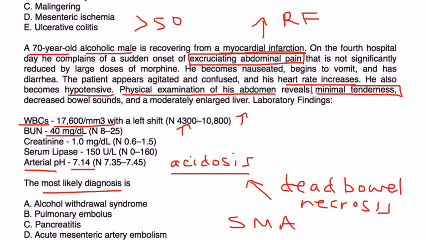So all this points to the fact that he most likely has a blood clot that has traveled all the way to the superior mesenteric artery and is causing mesenteric artery occlusion. So the answer would be D, acute mesenteric artery embolism.